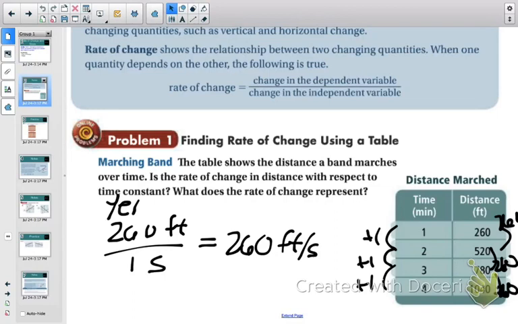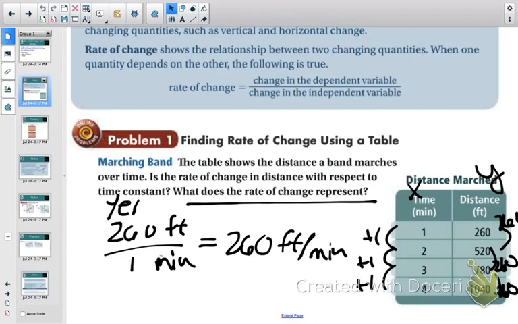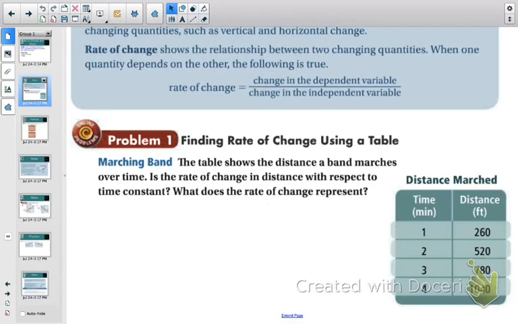Time is our x. Time is almost always the independent, so it's almost always the x. Distance is almost always the y. And what does this represent? Okay, so what this means is that for each additional minute marched, the band gains a distance of 260 feet. Or they're marching at a pace of 260 feet per minute, not per second. That would be super fast. Per minute. That's why it's important to get your units correct. All right. And onward we march. Just kidding.